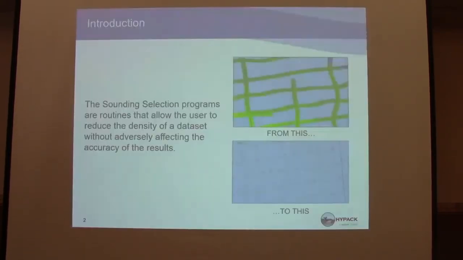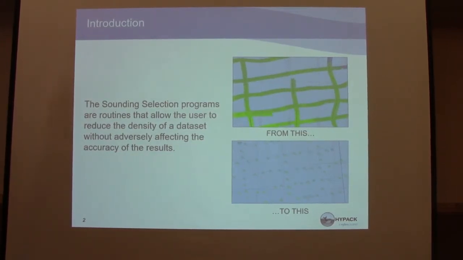Just an introduction to it. There are 4 different sounding selection routines in HYPACK. They allow the user to reduce the density of data sets without really affecting the accuracy of the results.